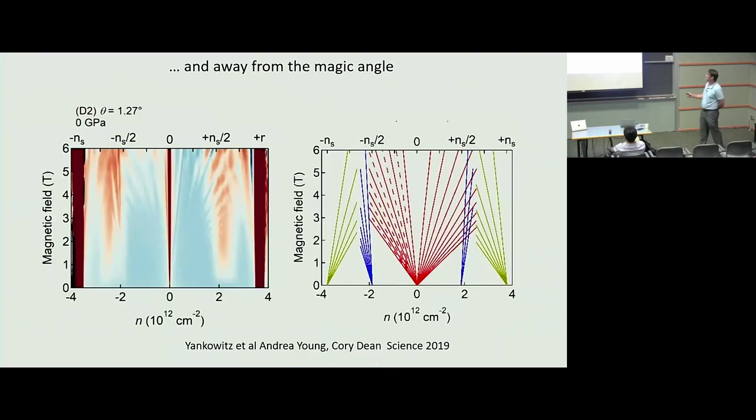Interestingly, some of this is also seen away from the magic angle. For example, in this device from Matt Yankowitz, Andrea Young, Cory Dean's collaboration early on, they were not at the magic angle. The twist angle is 1.27. So they do not see correlated insulators at 0 external pressure, at 0 magnetic field. But interestingly, they do see a non-zero S intercept here. And I will try to come back to this.